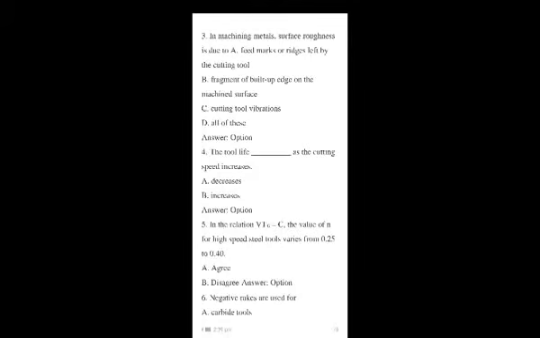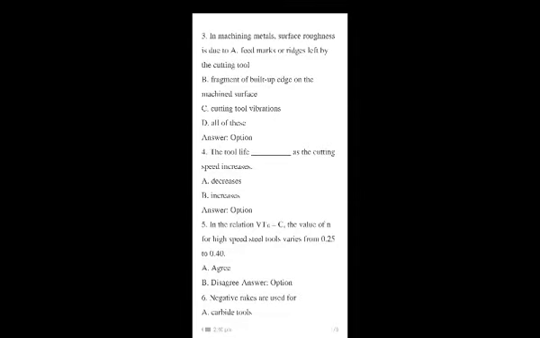In machining metals, surface roughness is due to... and the answer is option D. All three sentences are correct. Okay, so question 3, option D is correct. Now question 4: the tool life decreases as the cutting speed increases. Okay, as cutting speed increases, tool life decreases.